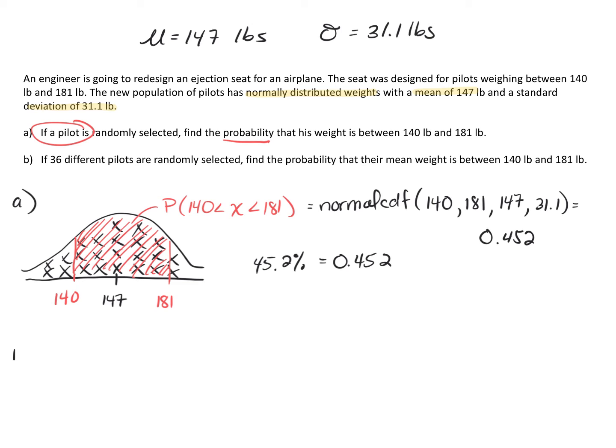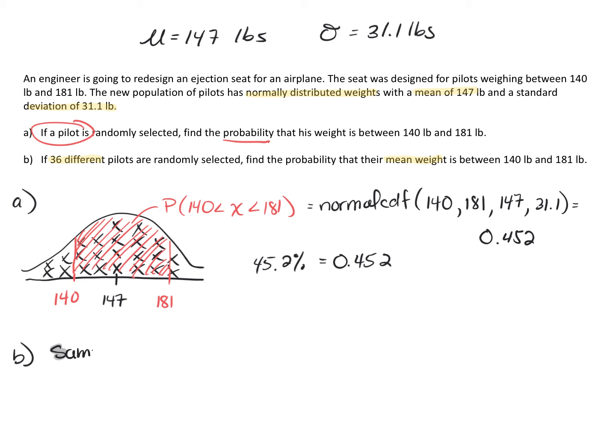Now let's take a look at question B, and I want you to pay attention to the difference between question A and question B. In question B, it says, if 36 different pilots are randomly selected, what is the probability that their mean weight? So here I want to know what is the average weight of 36 pilots, that the average weight of these 36 pilots is between 140 and 181 pounds. So in question B, we're no longer looking at just the distribution of weights of pilots. We're looking at a sampling distribution.